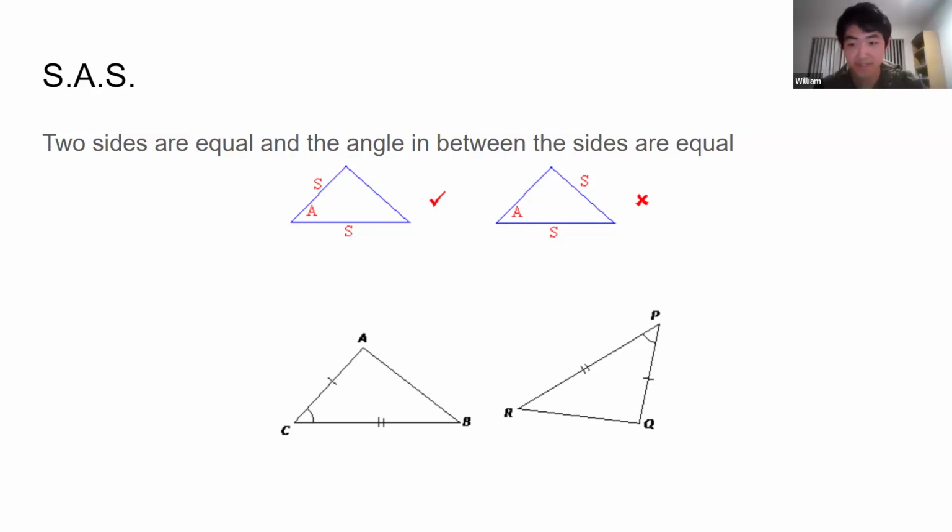So if two sides are equal and the angle in between the sides is equal, then we know that the two triangles are congruent. A common mistake that people make when dealing with SAS is that they don't consider the angle in between the sides. If you look at the diagram here, the top one, you'll see that angle A on the right triangle is not in between the two sides that are known. Therefore, you have to be careful with these triangles, because the angle must be in between the sides. So yeah.